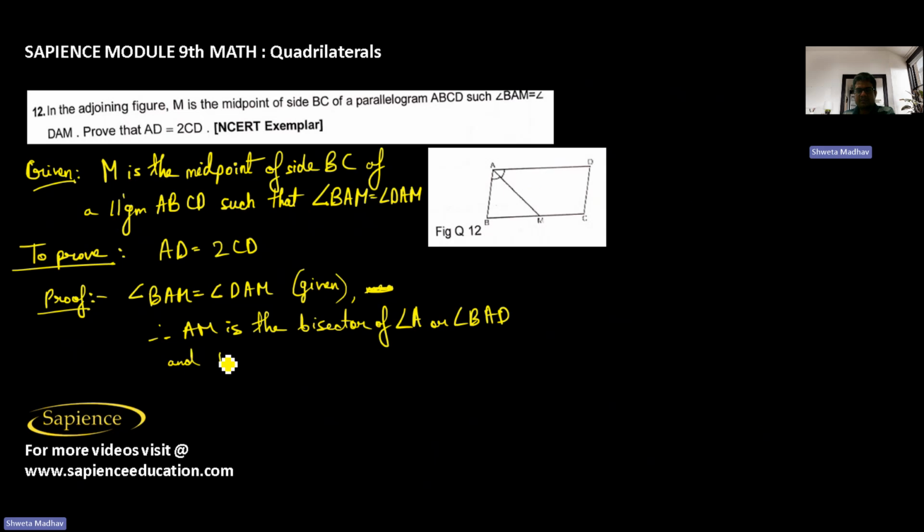And BM equals CM, which is equal to half of BC, since it is given that M is the midpoint of BC.